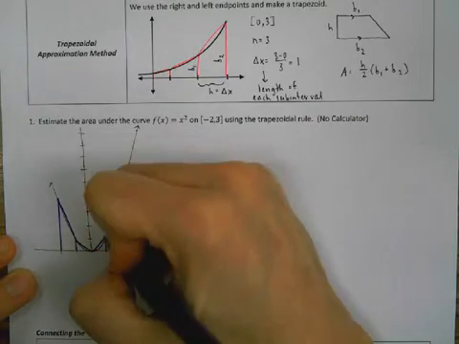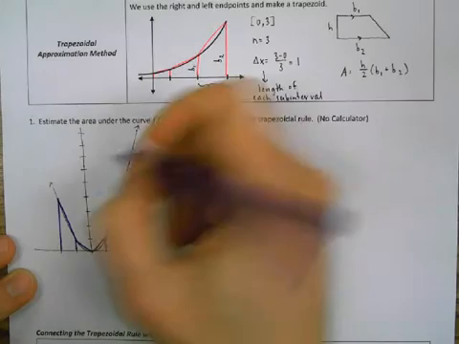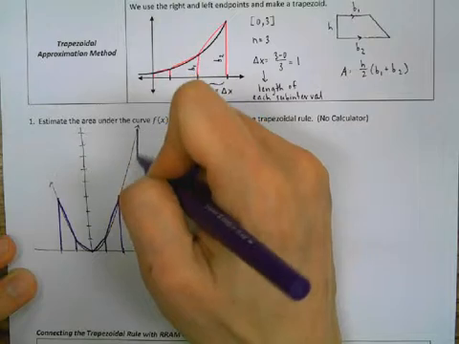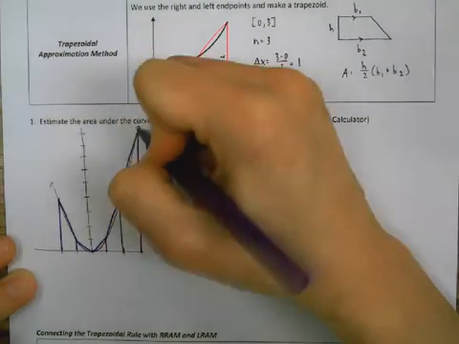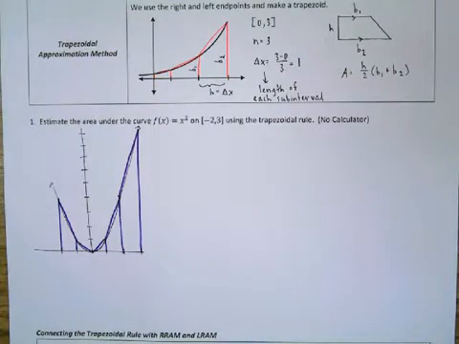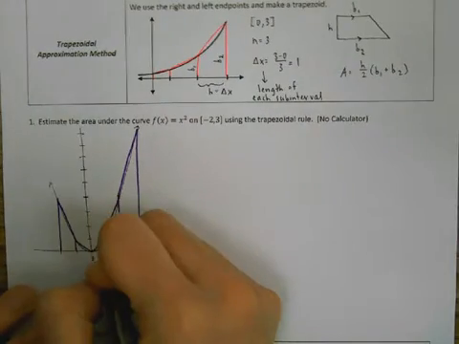Now from 1 to 2, connect to make our trapezoid. And then my last one here, making our trapezoid. So that's the idea here. Should label this.